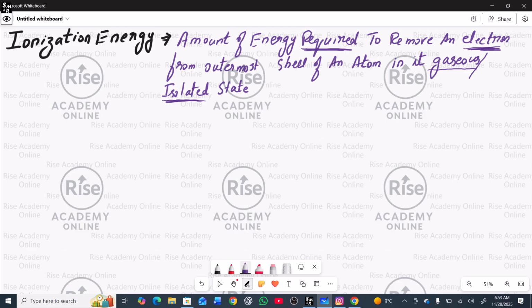For example, if we have sodium gaseous atom and we remove its last valence electron, it will be converted into sodium gaseous ion by the loss of one electron. The energy required for this purpose is 494 kilojoule per mole, and this energy is called ionization energy.